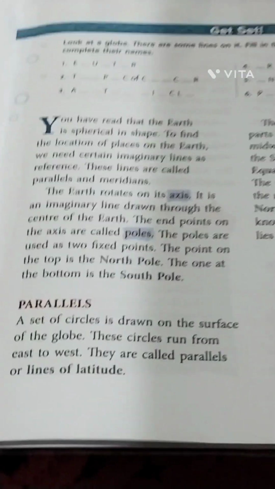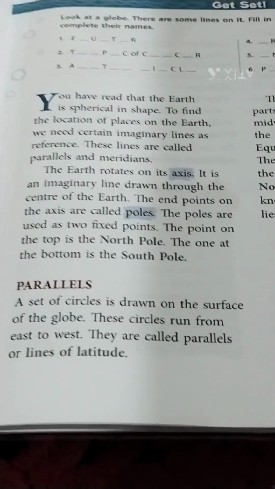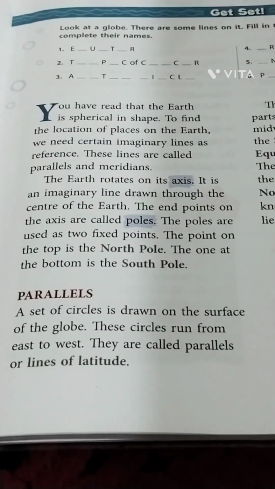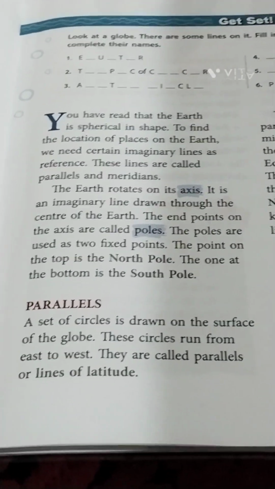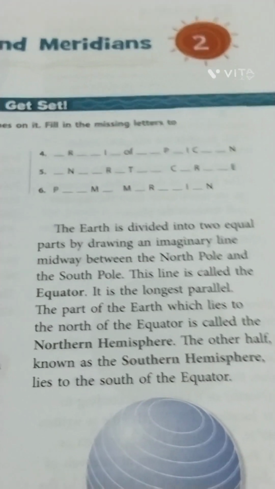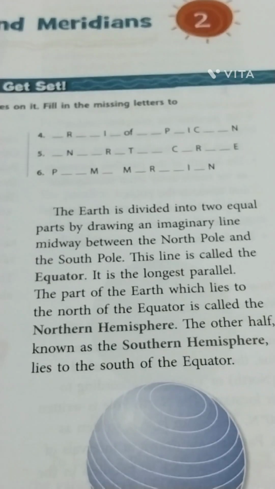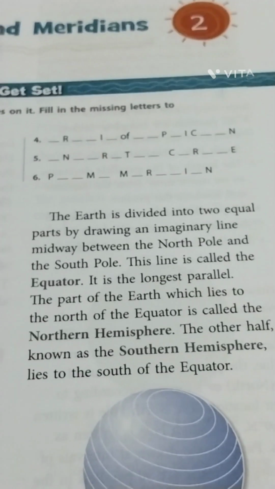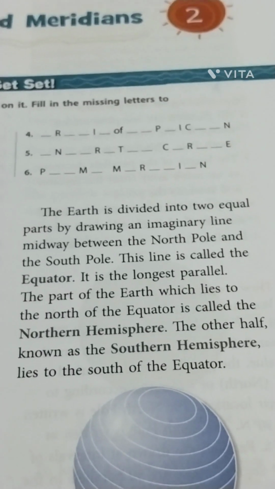Parallels. A set of circles is drawn on the surface of the globe. These circles run from east to west. They are called parallels or lines of latitude. The earth is divided into two equal parts by drawing an imaginary line midway between the North Pole and the South Pole. This line is called the equator.